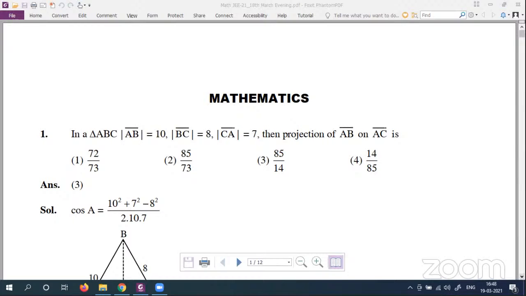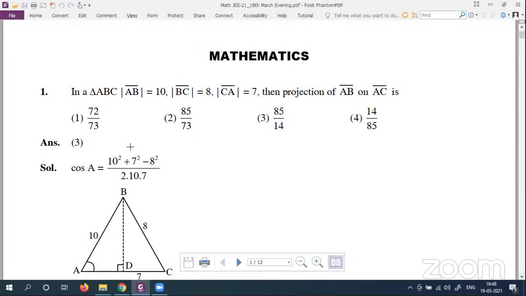So see the first question. In a triangle ABC, magnitude of AB is given as 10, mod BC is given as 8, and mod CA is given as 7. Then we need to find the projection of AB on AC.